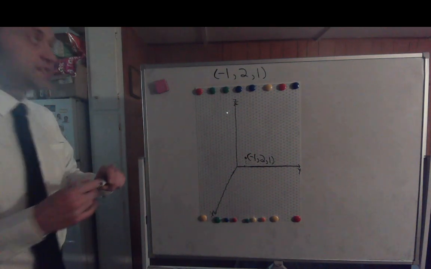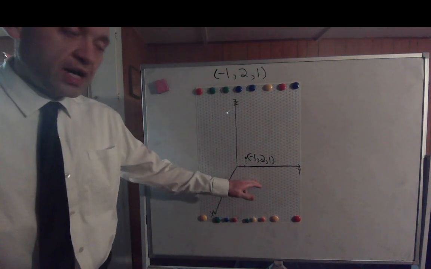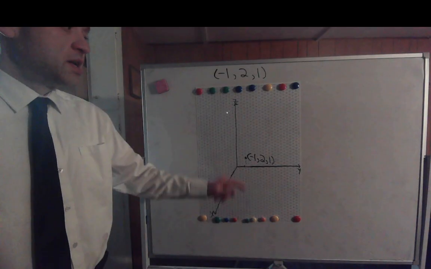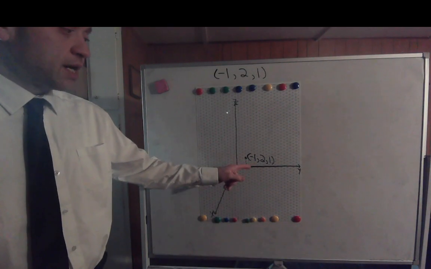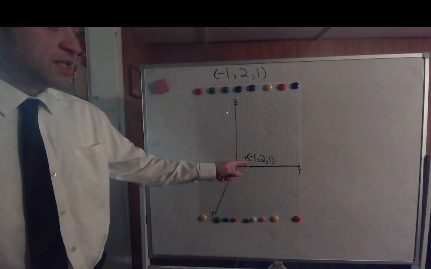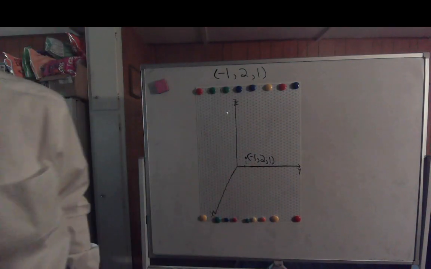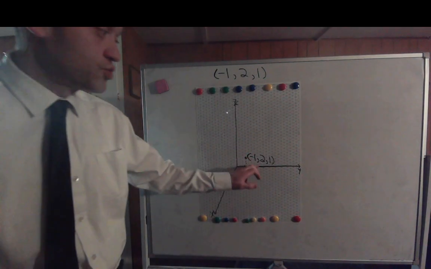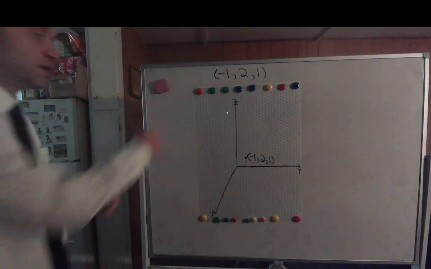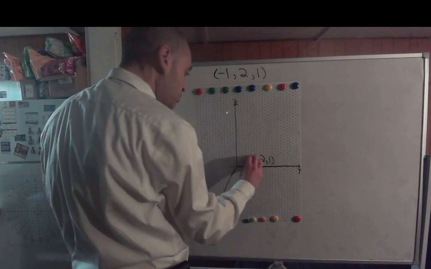So my advice, again, fill out your x and y coordinates. And then when you reach your xy coordinates, draw a dotted line however much height you need in the z, and then you'll reach your z coordinate, and then you'll have plotted your ordered triple, negative 1, 2, 1. Let's plot one more.